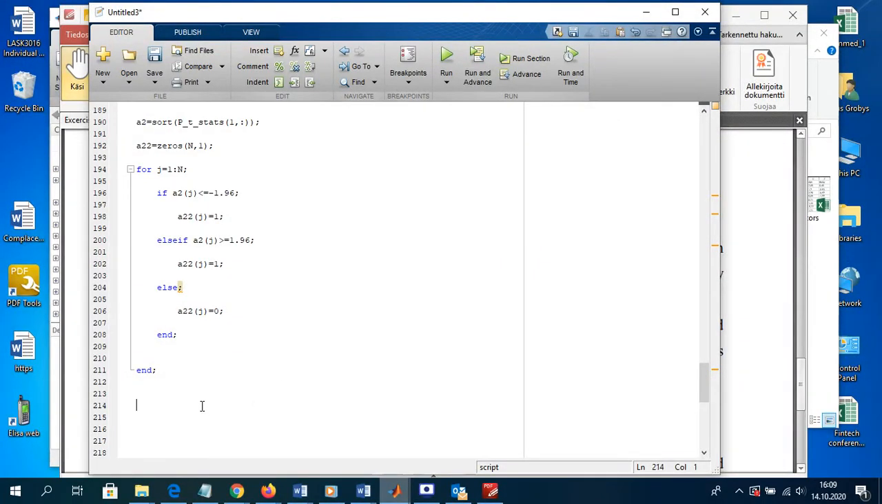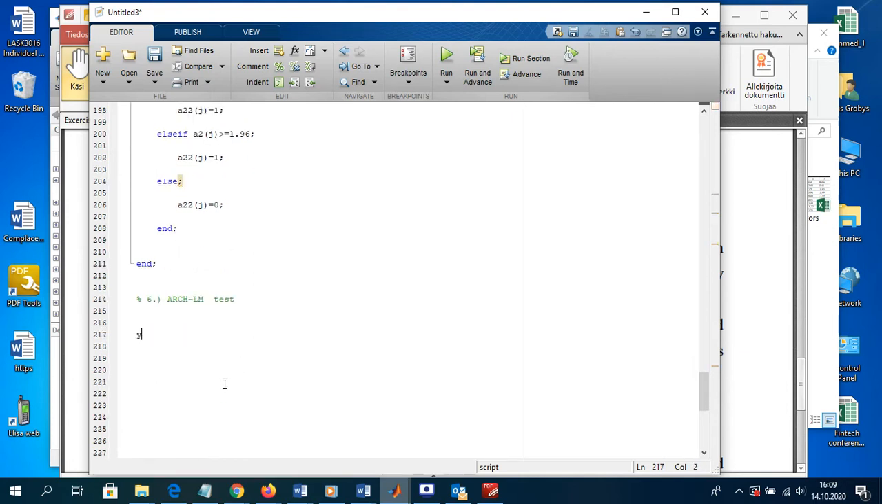So we are now in exercise number 6, and this is the ARCH-LM test. So again, we should take the first stock. Let's grab again the first stock and denote it as small y. Small y is equal to y1. We take the first column vector of our excess return matrix.